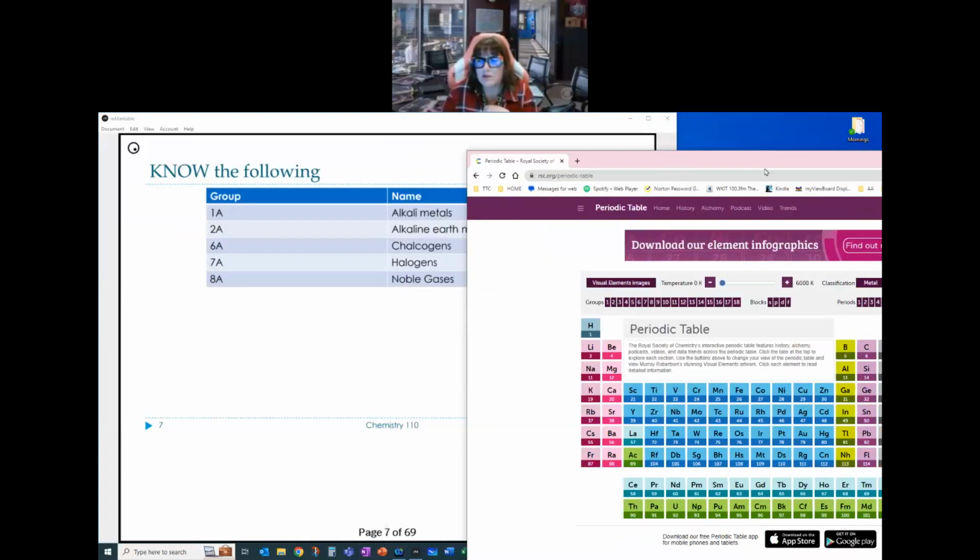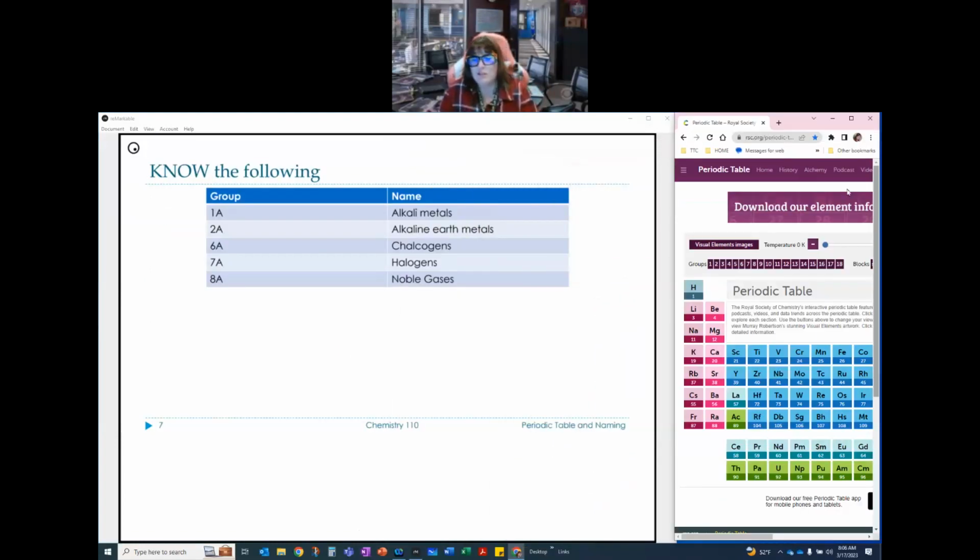Now, there are some groups that you will need to know the names for. So group 1A, this is this group right here. These are alkali metals, and that does not include hydrogen, even though hydrogen is in that group. Hydrogen is not a metal, so he doesn't qualify in there. But lithium, sodium, potassium, rubidium, cesium, and francium are our alkali metals. 2A is our alkaline earth metals, so beryllium, magnesium, calcium, strontium, barium, and radium. Okay, those are our alkaline earth metals.